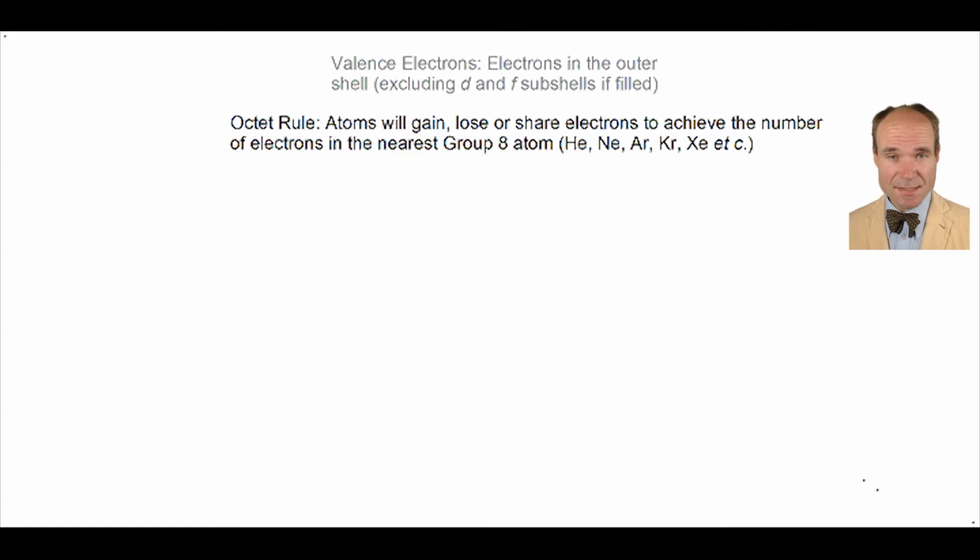Now, let's consider the octet rule. The octet rule states that an atom will gain, lose, or even share electrons in order to receive the same number of electrons that are found in the nearest group 8 atom. What does that mean? Well, let's take a look at our very useful periodic table as a guide.